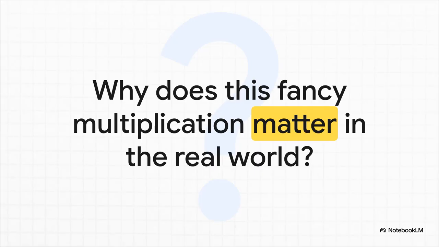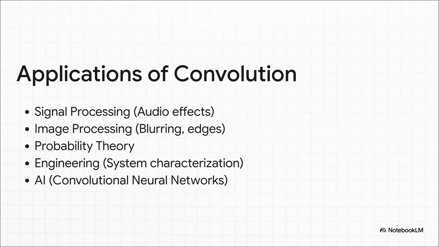Okay, fine. So it's a cool math trick, but where does this thing actually show up in the real world? Why is convolution considered one of the most important ideas in all of engineering and science? Well, the short answer is pretty much everywhere. Convolution is absolutely fundamental to signal processing. Think audio effects like reverb or financial moving averages. It's the engine behind image processing, doing everything from blurring to sharpening to finding edges. And yeah, it's the convolutional in convolutional neural networks, which powers so much of the AI we use every day.